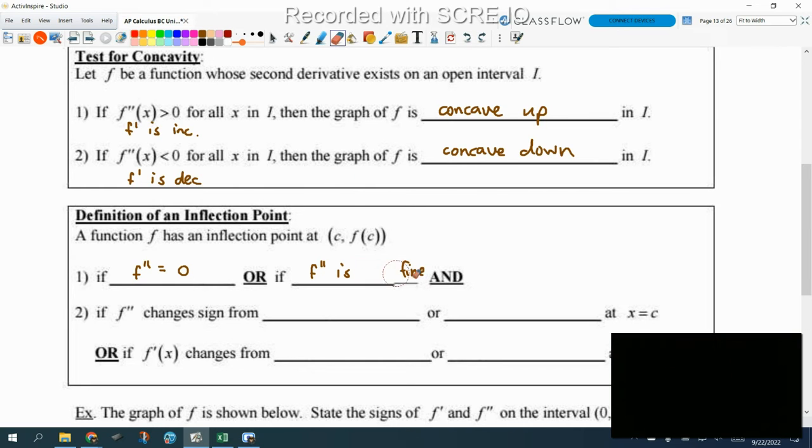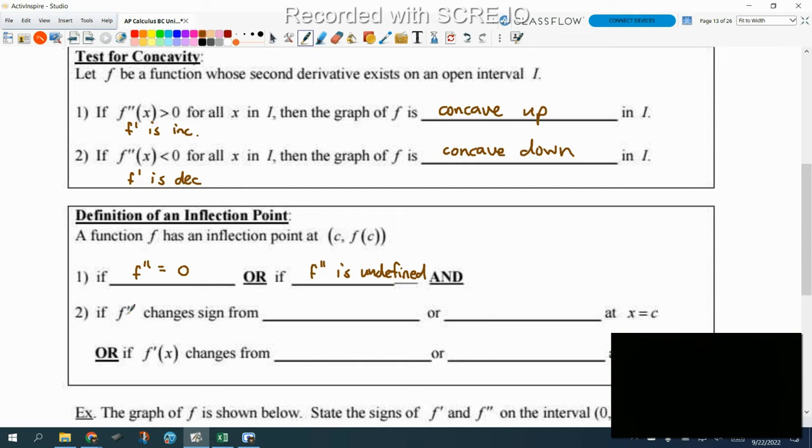So we can't call them critical points because that's reserved. F double prime is undefined. All right, so we can't call them critical points because that's a phrase reserved for f prime only. So I usually just call them possible inflection points, because just having those two does not mean that it's an inflection point yet. So it's this or this, and then and. So this has to be true, and one of these things has to be true.